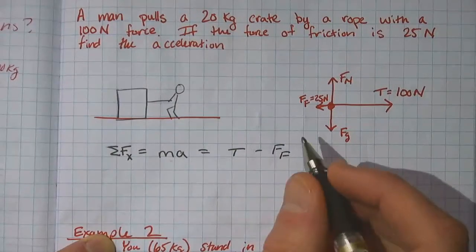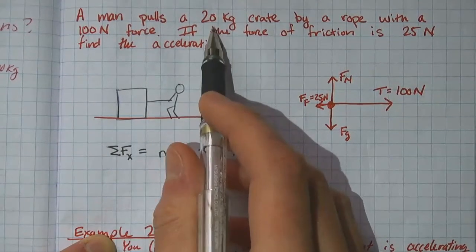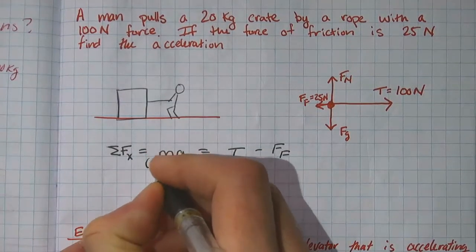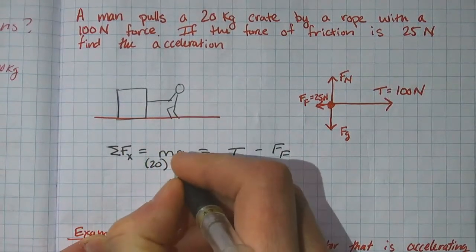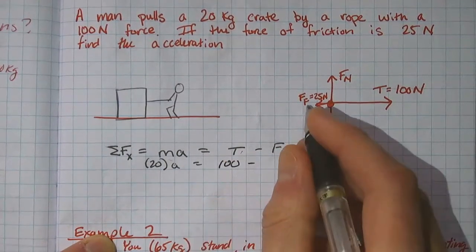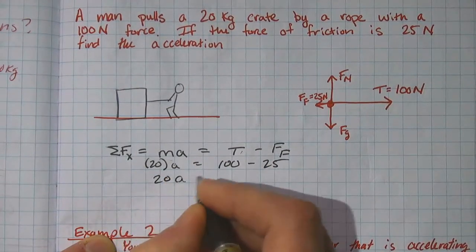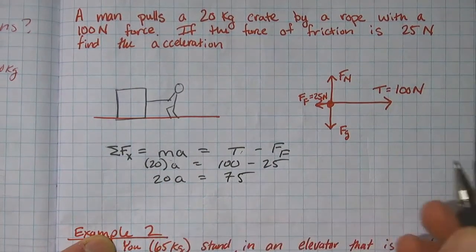All that's left to do now is to solve. So our mass is 20 kilograms, so we'll put 20 kilograms in for m. We are looking for a. T is 100 newtons minus the force of friction, which is 25 newtons. It's going to give us 20a is equal to 75 newtons.